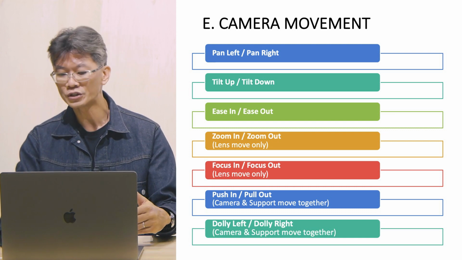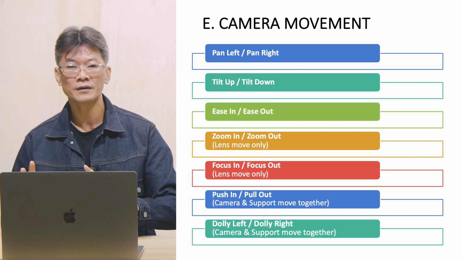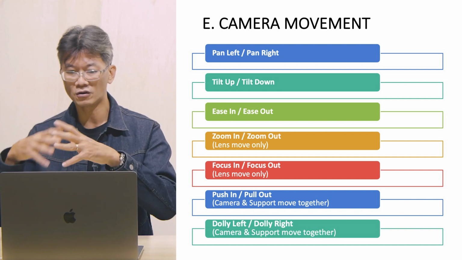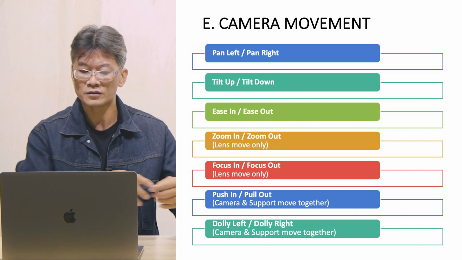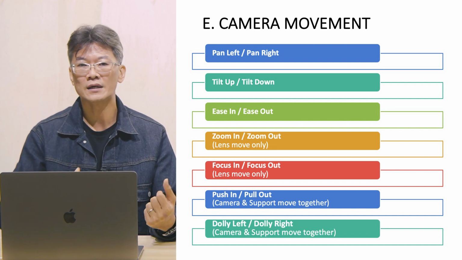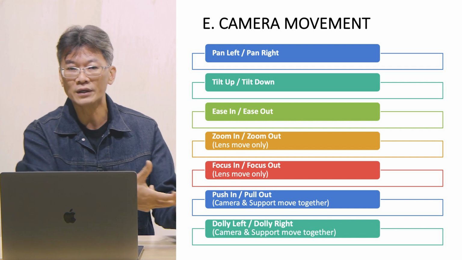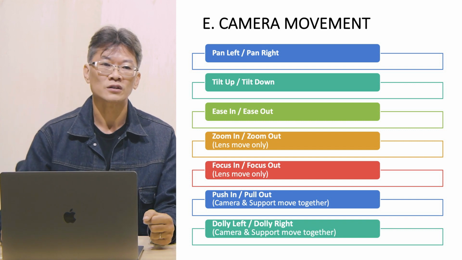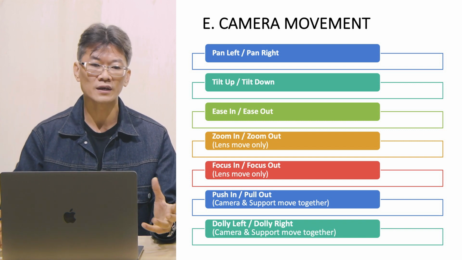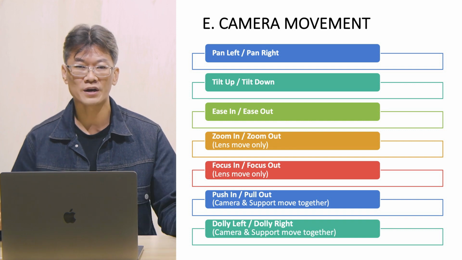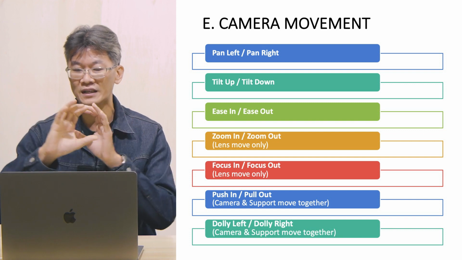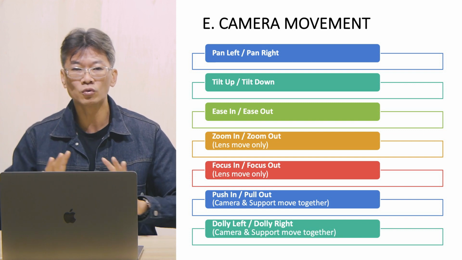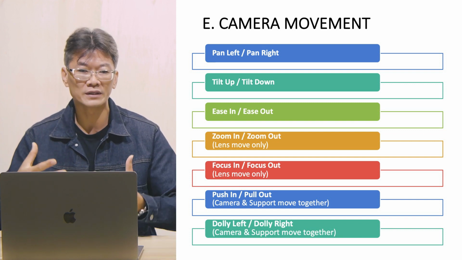Push in and push out is when the whole camera plus the pedestal or the tripod is being pushed towards the subject. So it is a push in. And then pull out will be pulling it away from the subject. So these shots will be difficult to take if you don't have a proper dolly or track system. So usually we just do a camera zoom with the lens only. But the push in and pull out will have a more cinematic, more dynamic effect.